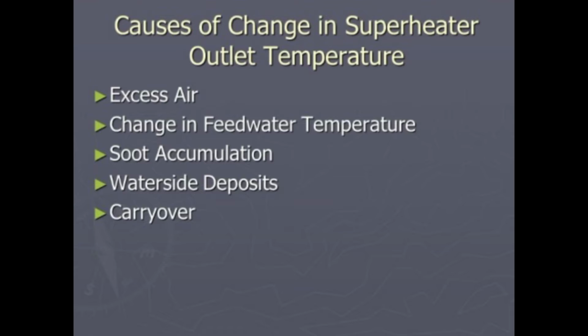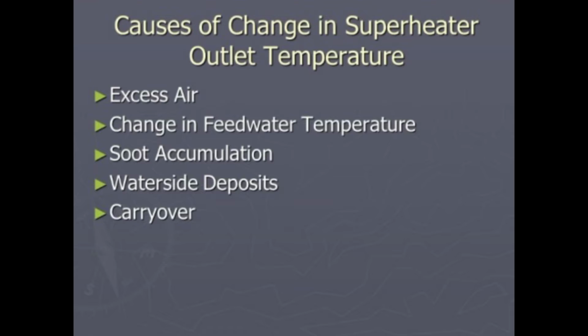First one is excess air. Excess air plays a very vital role in the superheater outlet temperature. If your air is in excess, meaning that your fuel is low and your air is in excess, it will also affect the steam outlet temperature. It may increase or decrease according to the air fuel ratio.